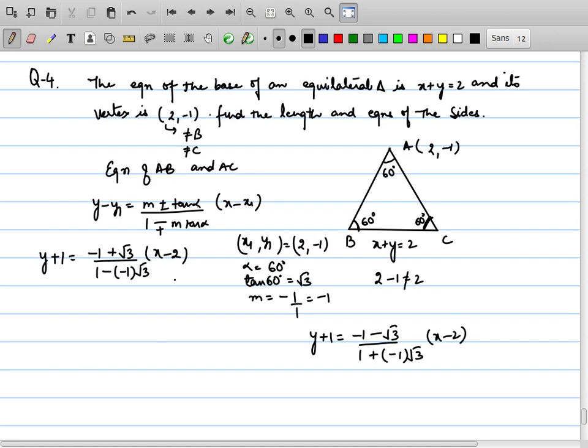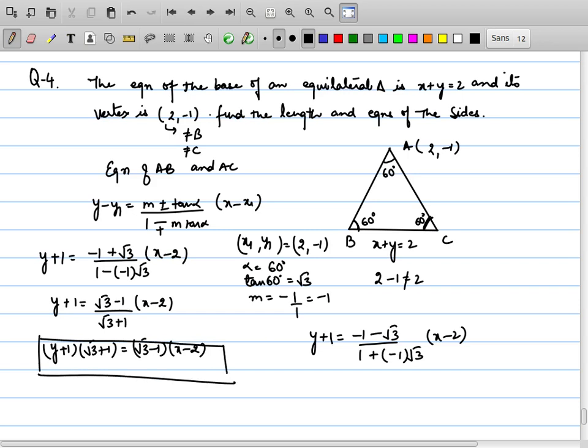Now, one of the equations will tell you the equation of side AB and one of them will tell you the equation of side AC. We are not sure which equation is which, but definitely they will tell the equation of the sides AB and AC. If you clean this up, this is root 3 minus 1 upon root 3 plus 1 times x minus 2. We can transfer it to the left side. Root 3 plus 1 times y plus 1 is equal to root 3 minus 1 times x minus 2. We can clean this up or leave it as it is.